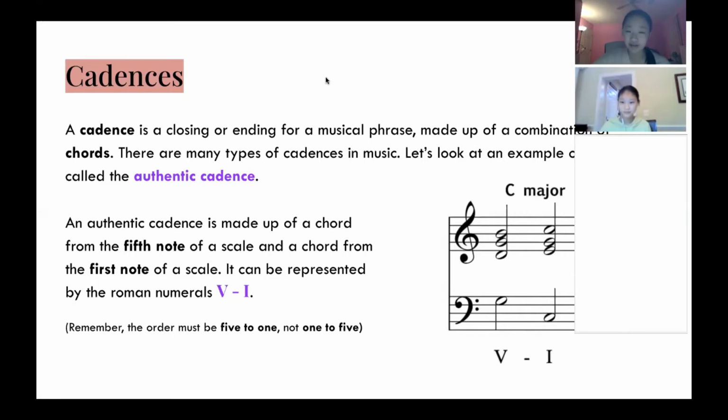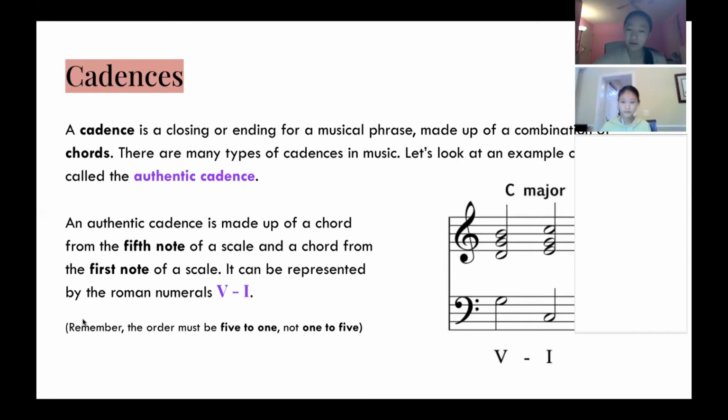And then these different types of cadences, they put together different combinations of those chords or numbers for different types of cadences. So the first type of cadence we're going to learn about is called an authentic cadence. An authentic cadence is made up of a chord from the fifth note of a scale and then a chord from the first note of a scale. And it can be represented by the Roman numerals 5, 1, because you're doing the fifth note of a scale back to the first one. So that's the order you would write it.